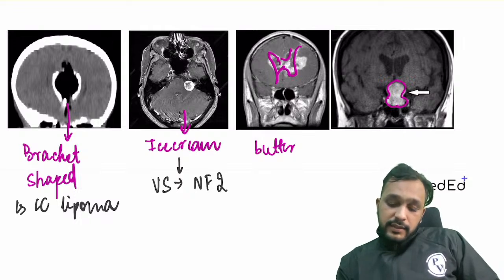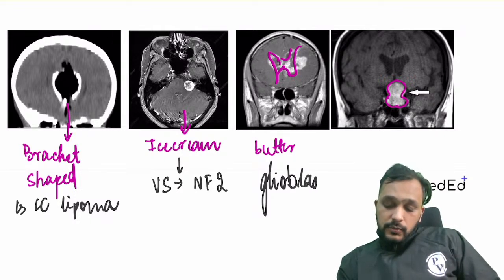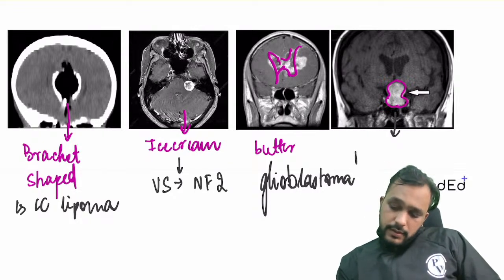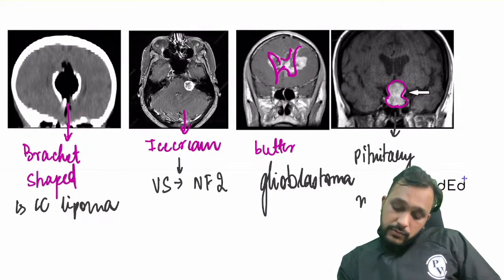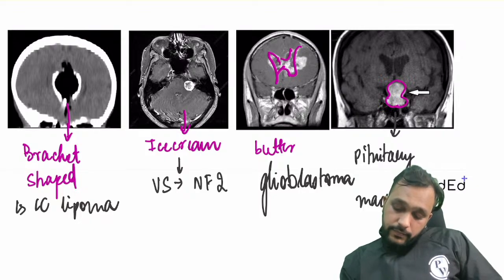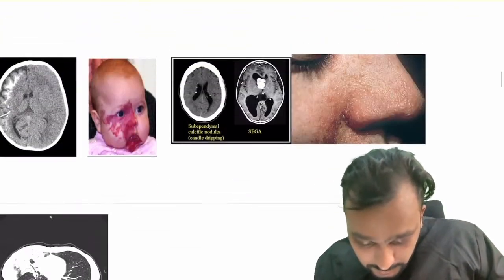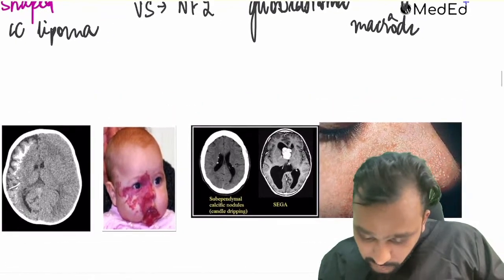Butterfly tumor is seen in glioblastoma due to the involvement of the corpus callosum, and snowman appearance or figure of 8 appearance is seen in pituitary macroadenoma. Right, now here let us see one more important case.